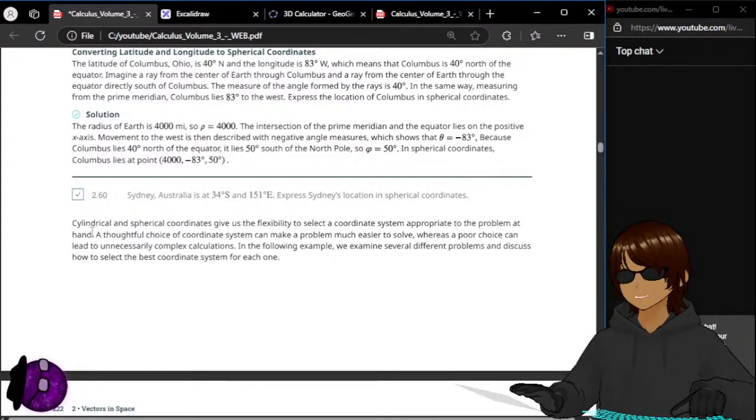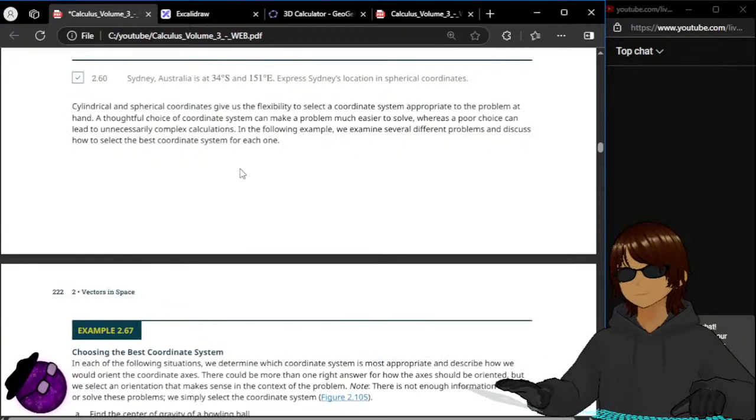Cylindrical and spherical coordinates give us the flexibility to select a coordinate system appropriate to the problem at hand. A thoughtful choice of the coordinate system can make a problem much easier to solve, whereas a poor choice can lead to unnecessarily complex calculations.